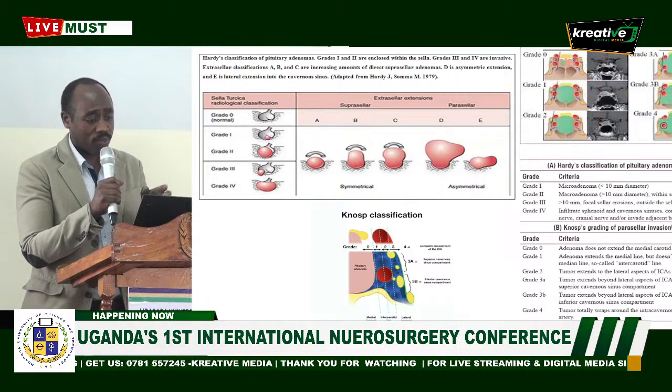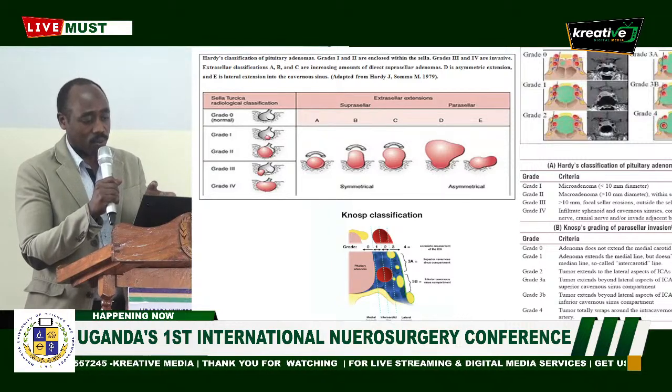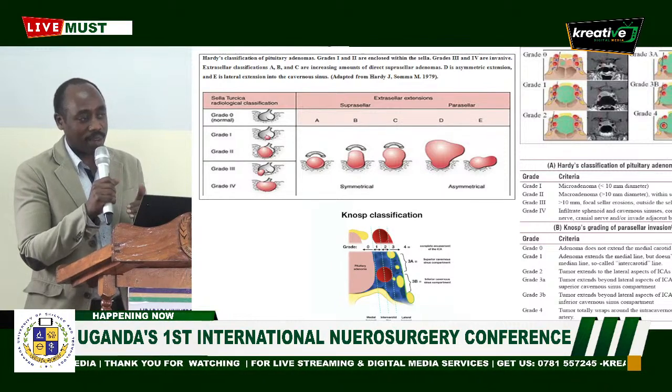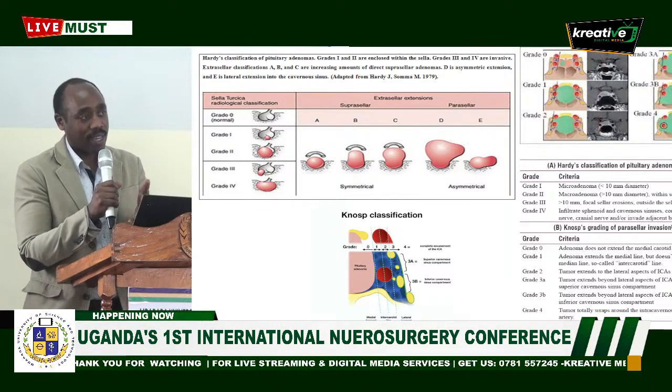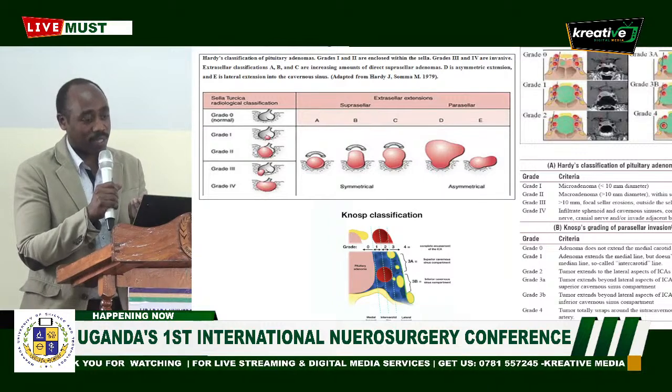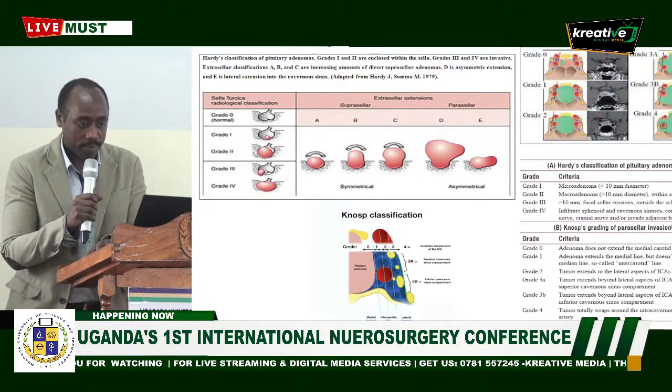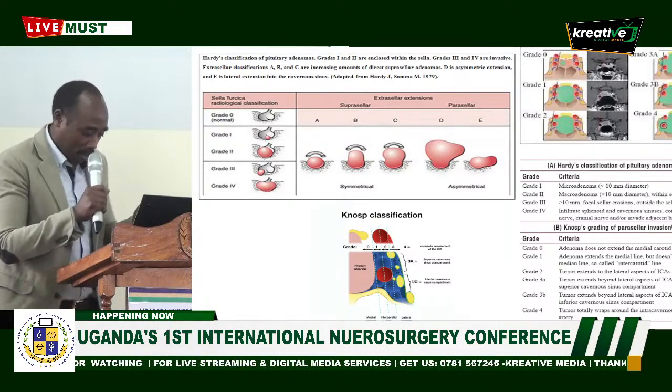But the NOSP classification for tumors that extend laterally will be basically guided, knowing that for tumors that are almost grade 2, the endoscopic approaches can be tailored to tumors that are grade 2 and below. Okay, tumors that are extending to grade 3A, B, and that extend so lateral to the cavernous sinus and the carotid artery are very difficult to access transsphenoidally. We go to the open procedures.